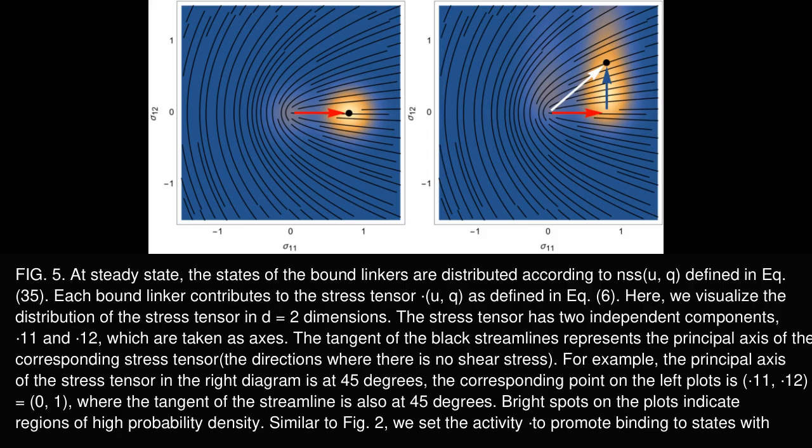Bright spots on the plots highlight regions with high probability density, indicating the most probable stress states under the influence of activity. Similar to Figure 2, the activity parameter is set to promote binding in states with a preferred direction, affecting the shape and orientation of the stress distribution. This detailed 2-dimensional representation conveys the complexity and anisotropy of the stress fluctuations arising from molecular activity in active gels, providing a richer picture than 1-dimensional projections alone.